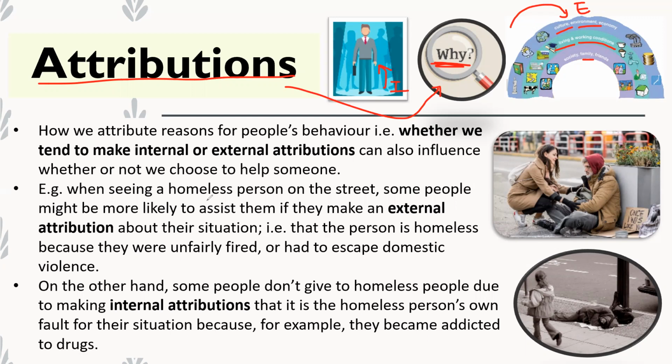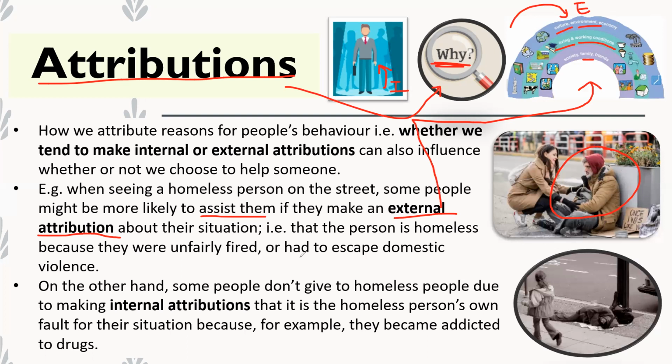Okay, a lot of the time when you see a homeless person on the street, some people might be more likely to assist them if they make an external attribution. So basically, if they think in their mind, this person is homeless because they might have escaped domestic violence, because they might have lost their job due to the COVID employment cuts, because they might have had conflicts with their friends that caused them to be kicked out of a share home or something that they were renting. Okay, that's an external attribution. That's when you're not blaming the person, but you're actually blaming the situation that that person might have gone through.